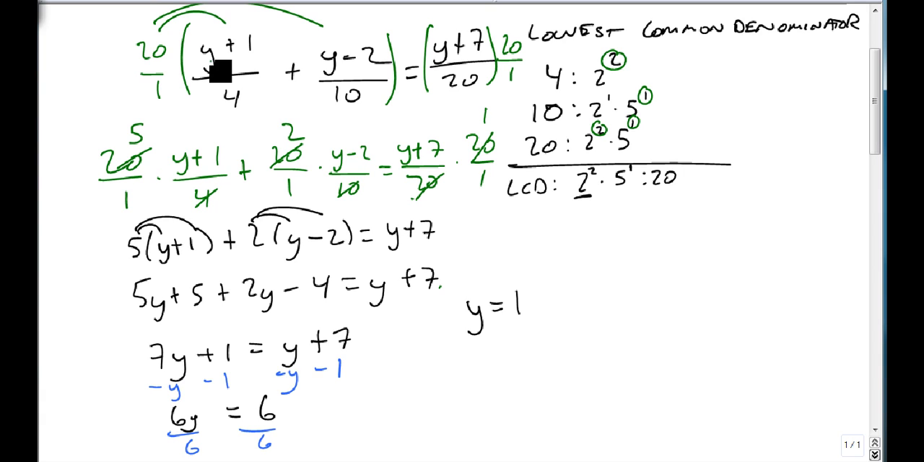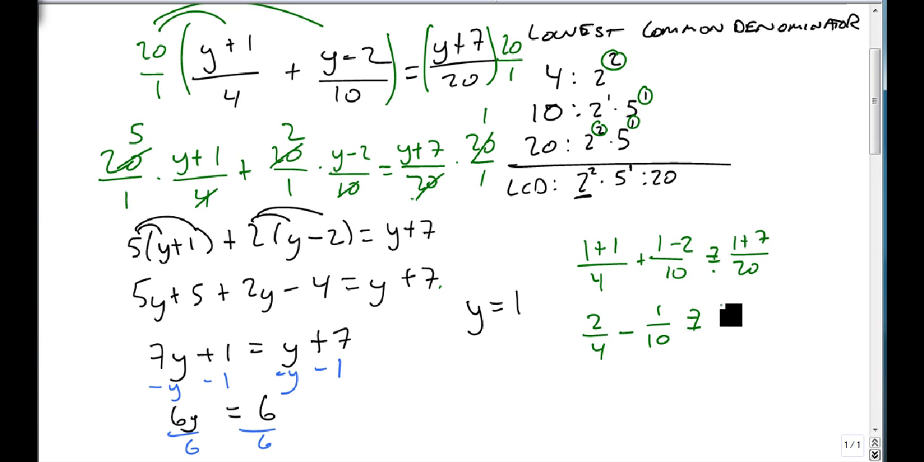So we plug a 1 in. We get 1 plus 1 over 4 plus 1 minus 2 over 10. Does that equal 1 plus 7 over 20? Well, 1 plus 1 over 4 is 2 over 4 minus 1 over 10. Does that equal 8 over 20?